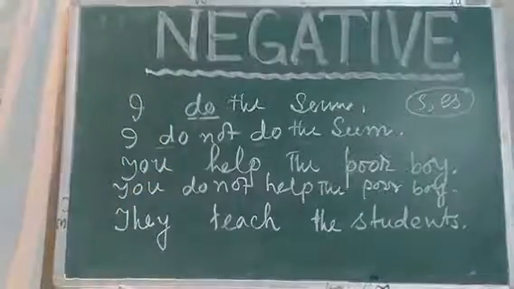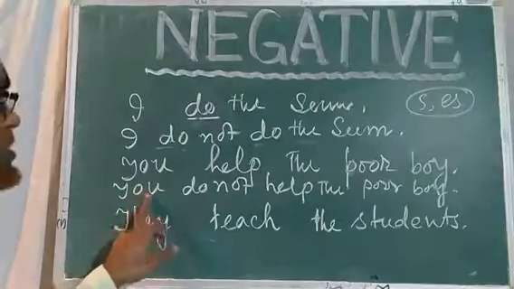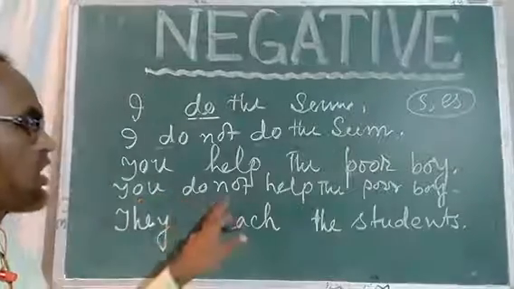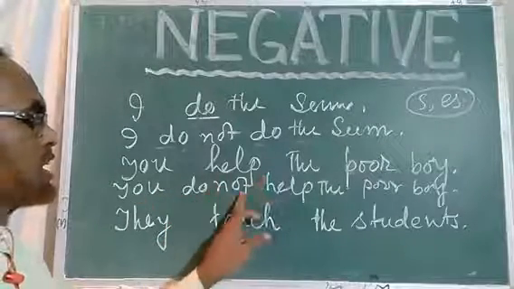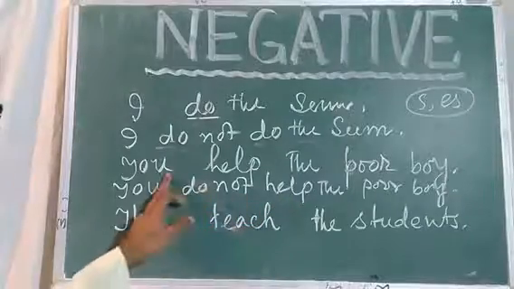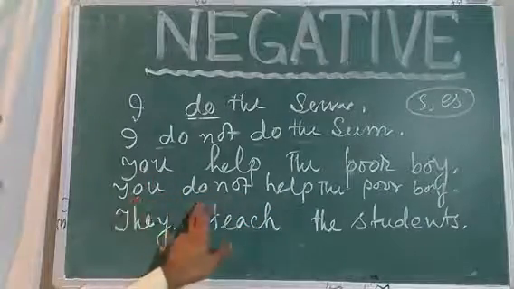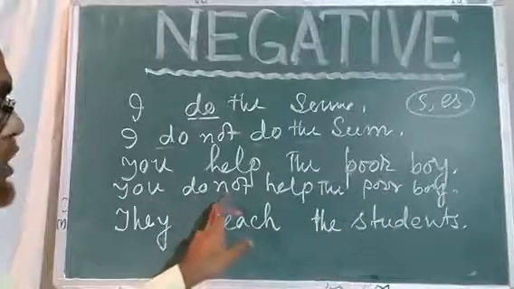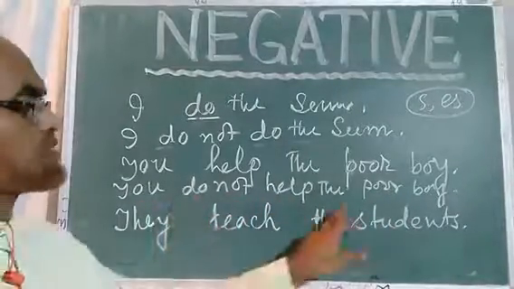What have we done here? We have written do not just after the subject of the sentence and before the verb of the sentence. That is, before help we write do not, and just after the subject we have written do not to make this sentence negative. That is, you do not help the poor boy.